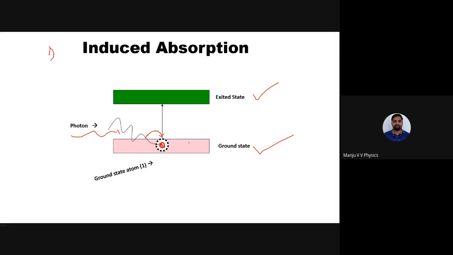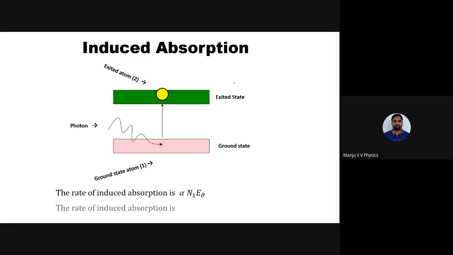The moment it absorbs some photon, the moment it gets some energy, it will not stay in the ground state. Now it gets elevated. Where is the atom now? Now it is in the excited state. So this is called induced absorption. I'll just repeat again.